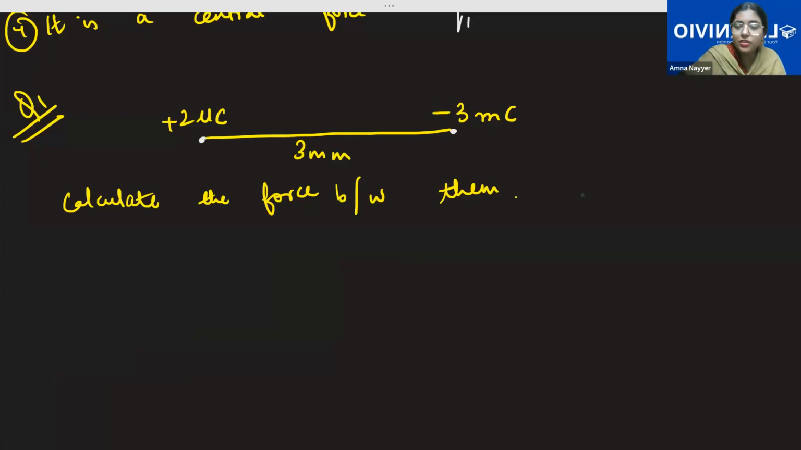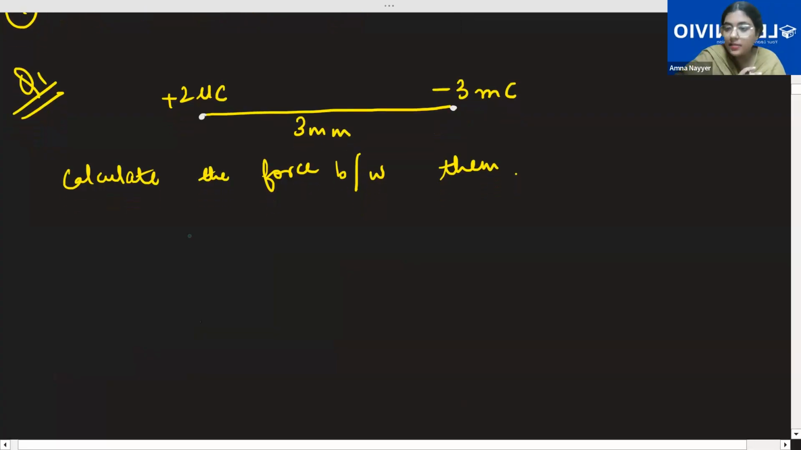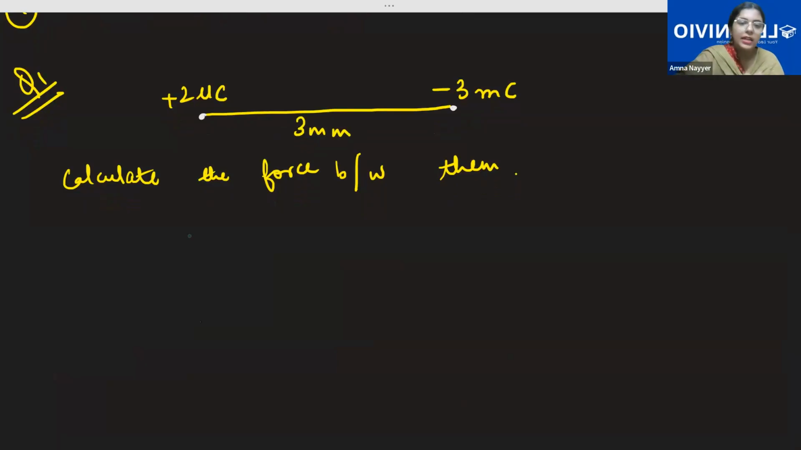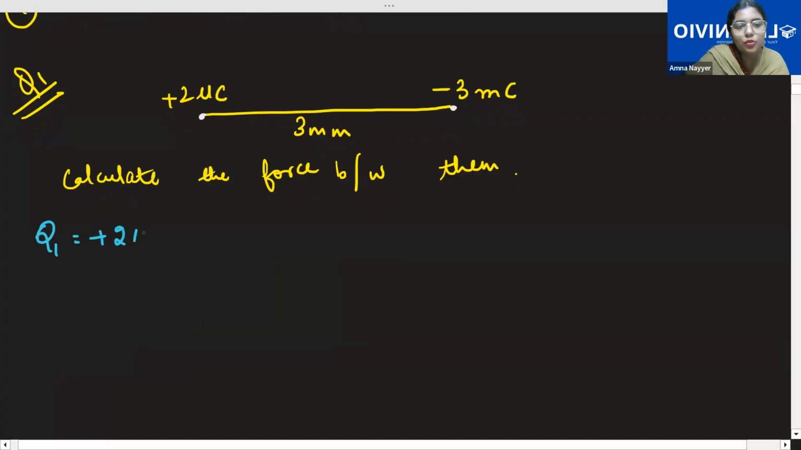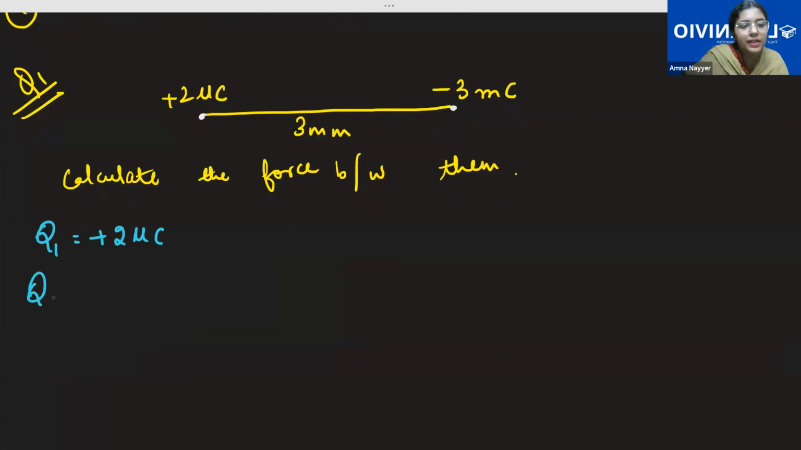These things are there which many students find difficult, especially those students whose basics are not clear. If your vectors aren't clear properly, you will face trouble with the superposition principle. So talking about the force, you have the first charge given as plus 2 microcoulomb. The second charge present here is minus 3 millicoulomb. And the separation between both the charges is given as 3 millimeter. Now, Coulomb's law will basically tell us the magnitude of force between them.